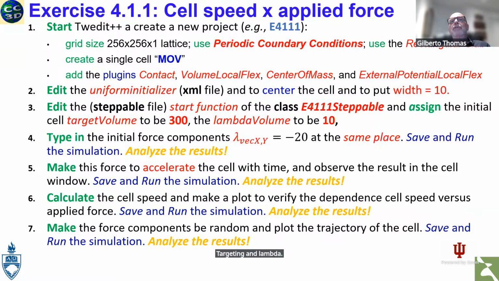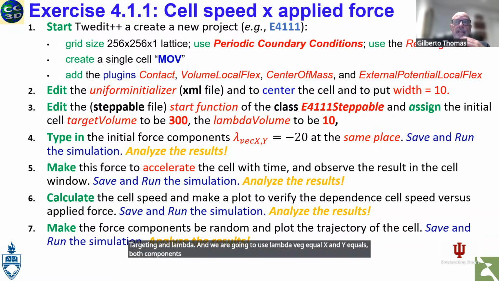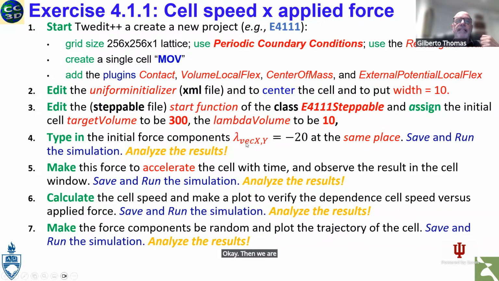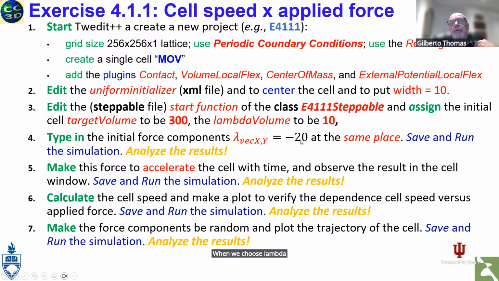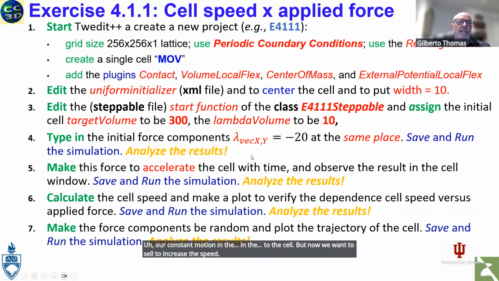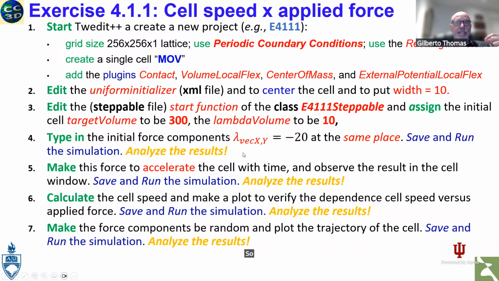We are going to use the lambda vector with x and y components both equal to -20. Then we are going to accelerate the cell, because in step 4, when we choose lambda of x and y equal to 20, they are constant. So we are applying a constant motion to the cell. But now we want the cell to increase its speed. So we have to change the behavior of the lambdas.